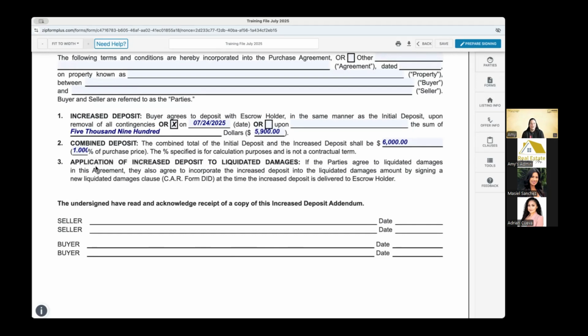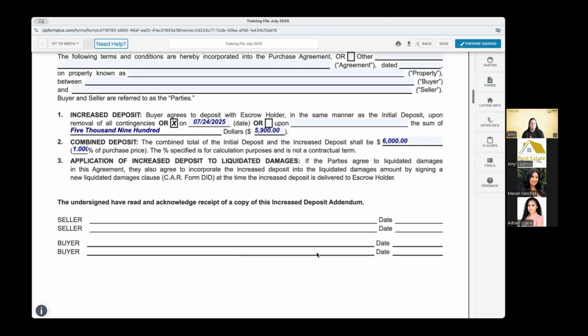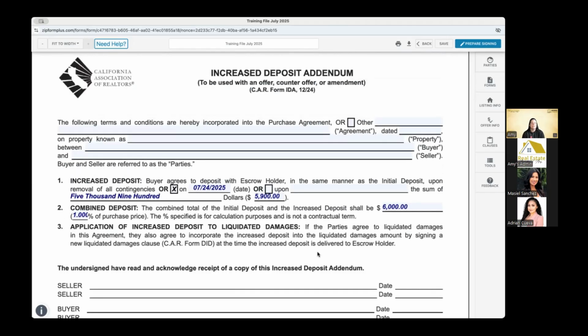All right. So, application of increased deposit to liquidated damage. If the parties agree to liquidated damage of this agreement, they also agree to incorporate the increased deposit into the liquidated damage amount by signing a new liquidated damage clause, CAR form DID, at the time increased deposit is delivered to escrow, and then everybody's going to sign this. This is just specifying what our increased deposit is going to be and the terms for which it would be delivered.